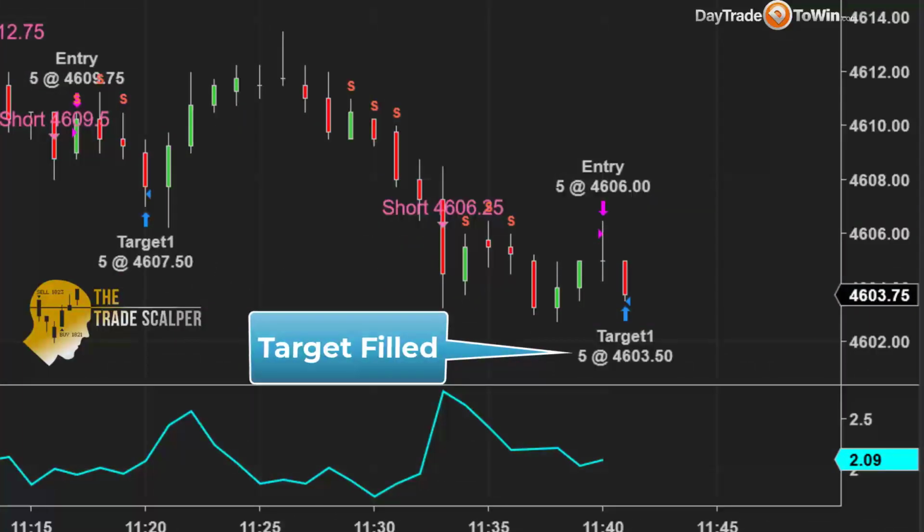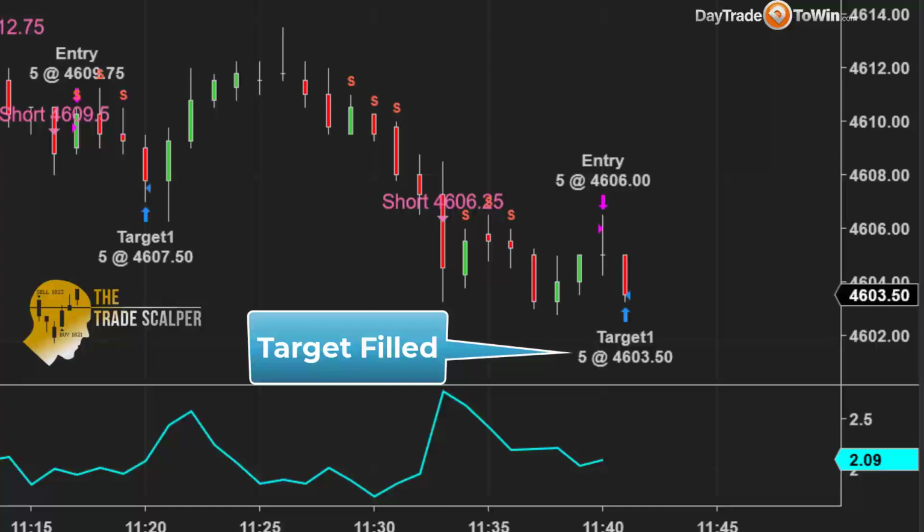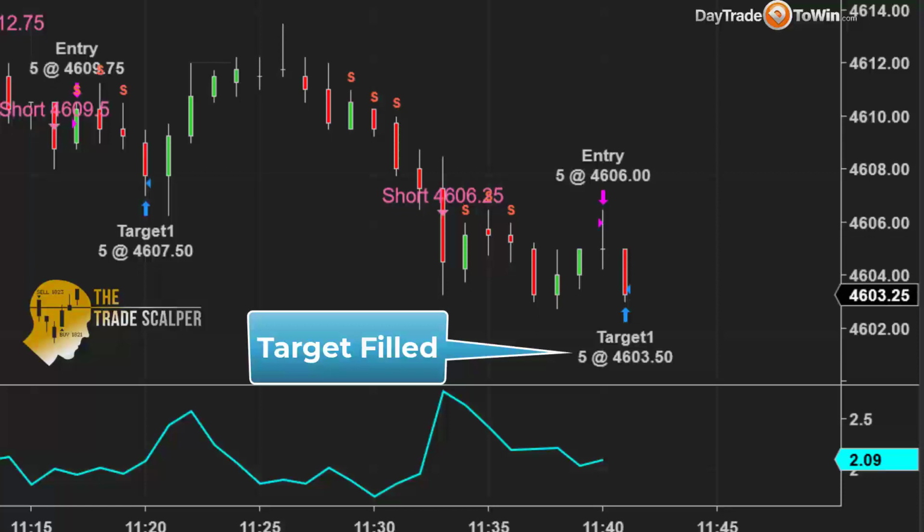That is the target. I'm out of the trade. I know some of you may hold on to it and trail a stop. Fantastic. You can go ahead and do that at the moment. I'm not. I'm just going to get out of this trade. 5 contracts, about 2 points, and I'm finished.